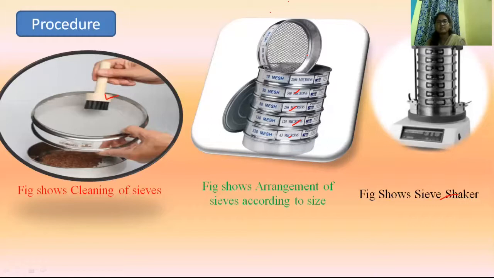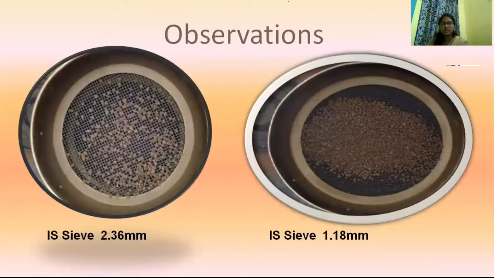So first we take the soil sample on the top of the sieve and insert it in the sieve shaker, sieving for 5 to 10 minutes. After completion of 5 to 10 minutes, we take each and every sieve. The sample is retained on each sieve. Retained means the soil on top, passing means the soil that passes through.